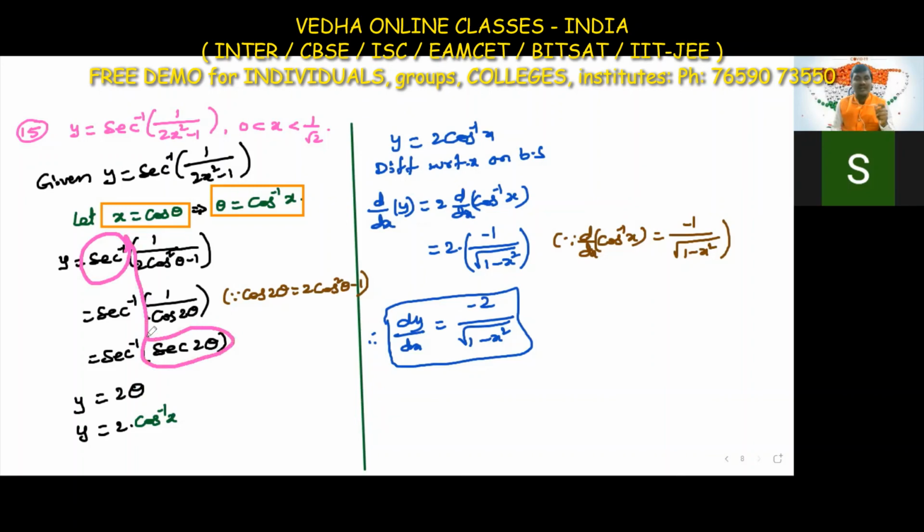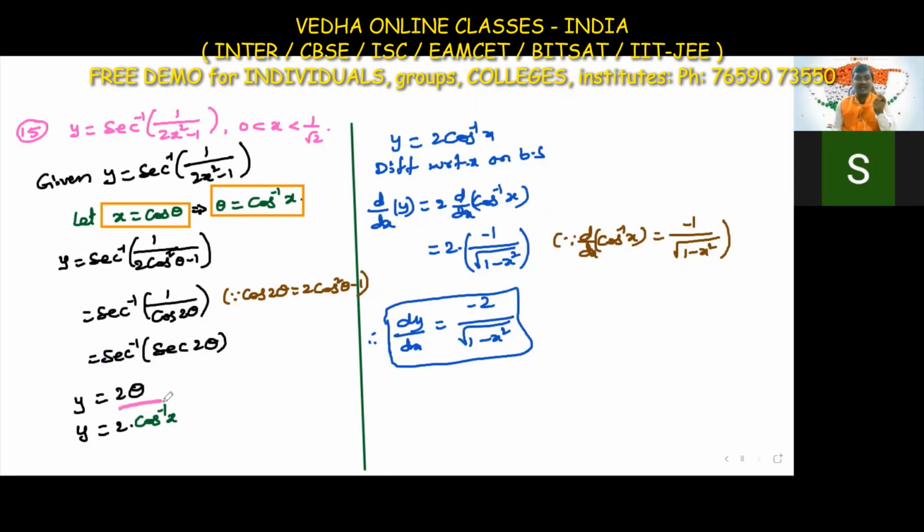If we take cos, then 2 cos square theta minus 1 is the cos 2 theta formula, and 1 by cos is secant. That's why we took it like that. Once again, in place of x I am substituting cos theta. So 2 cos square theta minus 1 is the cos 2 theta formula, so we get 1 by cos 2 theta. 1 by cos is secant, so we get secant of 2 theta. Outside is secant inverse, so the remaining is 2 theta.